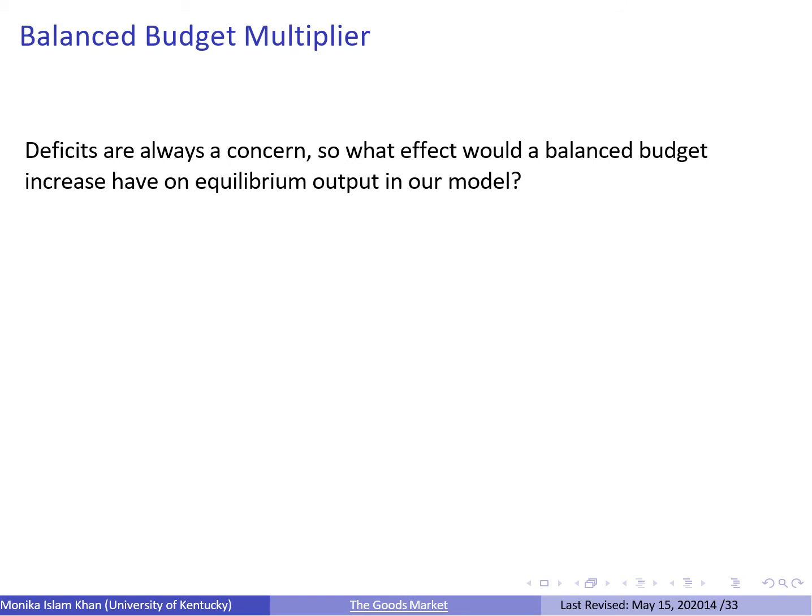The government always wants to avoid budget deficits. A budget deficit occurs when tax revenue is less than government spending. A balanced budget is when taxes are equal to government spending, that is T equals G. A balanced budget increase is when taxes are increased and government spending is increased by the same degree. So what effect would a balanced budget increase have on equilibrium output in our model?